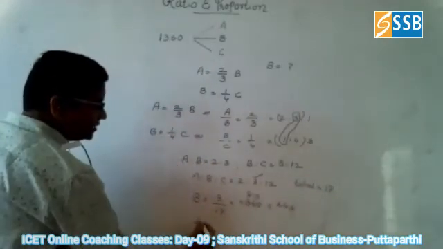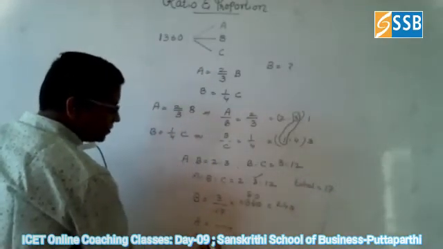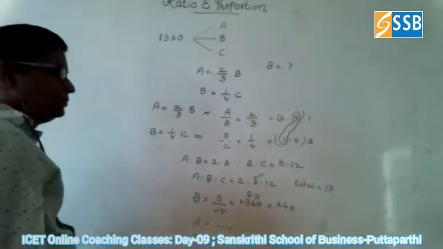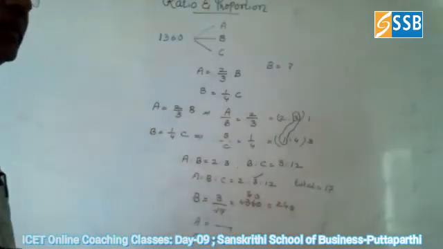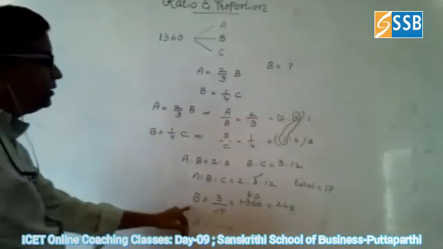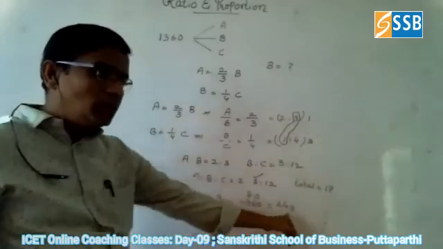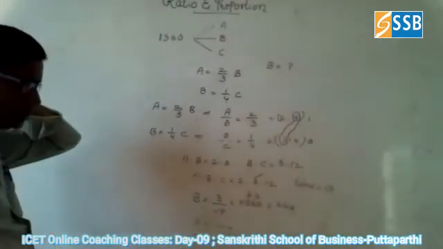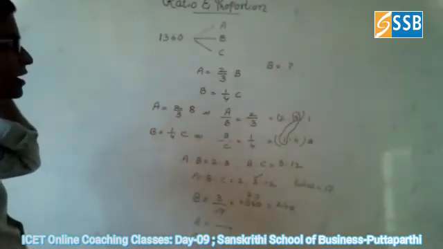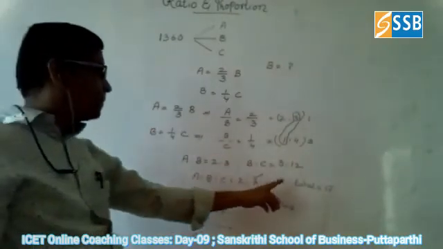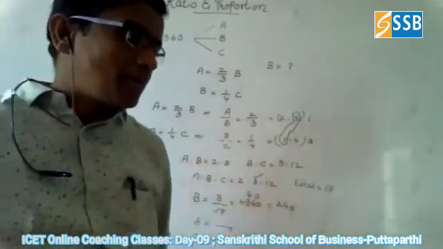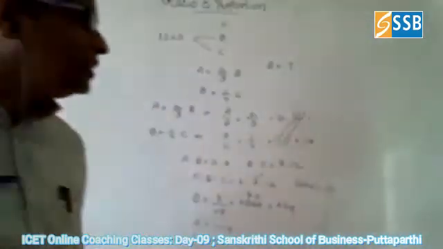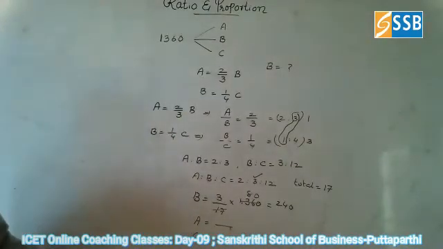Can anybody say what is A's part and what is C's part? B got 240. What does A get? Good, Karishma, 160, right? 2 into 80. And what does C get? C is equal to, very good, Irfan, 960. Yes, good. 12 8s are 96.